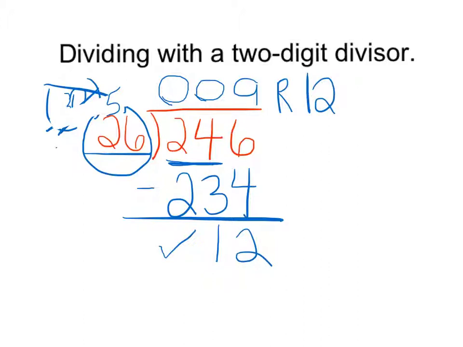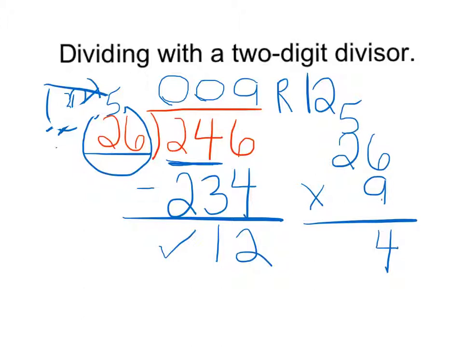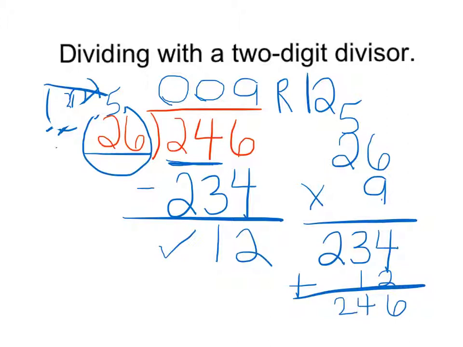Now, because I'm a good math student, I'm going to check 26 times 9. 6 times 9 is 54. 9 times 2 is 18. 18 plus 5 is 23. Plus my remainder, 4 plus 2 is 6. 3 plus 1 is 4. 2 plus nothing is 2. Is my product the same as my dividend? It sure is. I did it correctly.